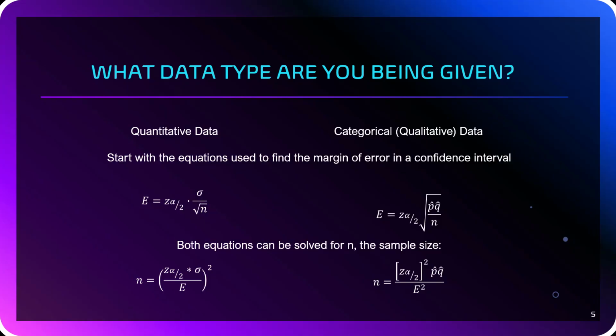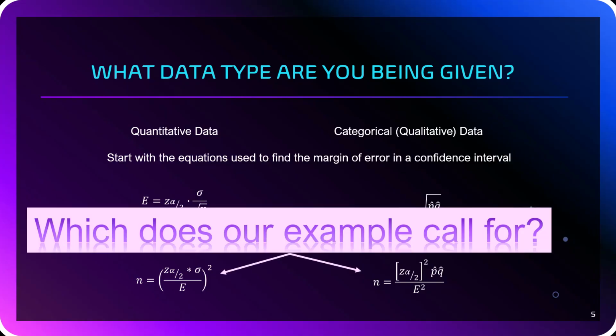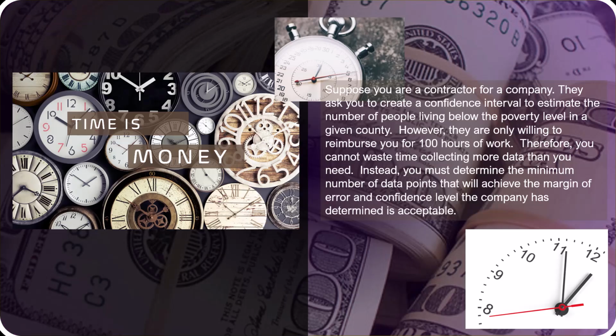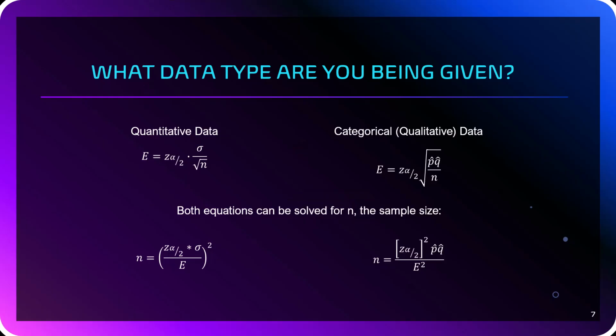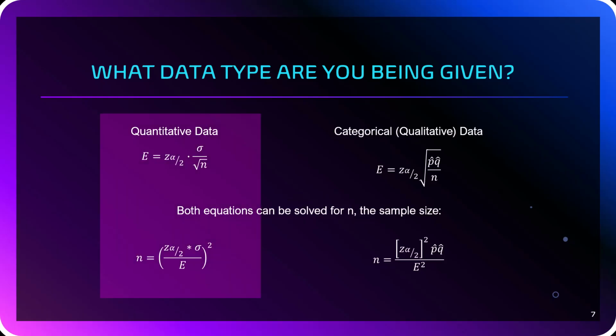So what do we have in our question? Do we have quantitative data or categorical data? Well, let's look. The key here is it asks us to build a confidence interval to estimate the number of people living below the poverty level. So is the number of people a count, a measure, or a label? We would count the number of people. So since it is a count, we would be dealing with quantitative data. Therefore, we have to use this formula right here.